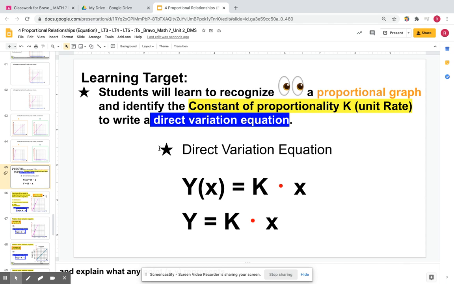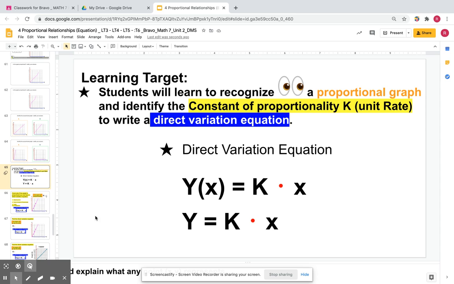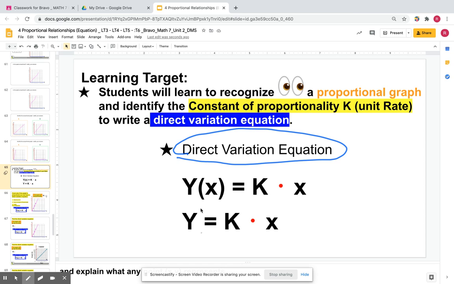Okay, so watching this video will support you for question number 5. For question number 5, you're being asked to find the direct variation equation. You're being asked to write this direct variation equation. So this equation is very simple.